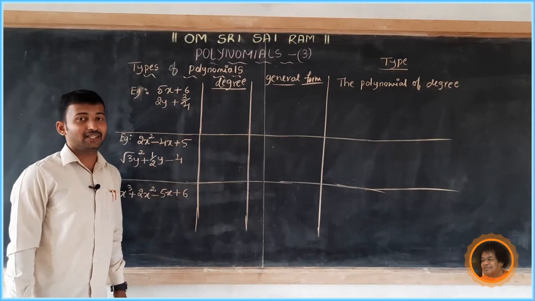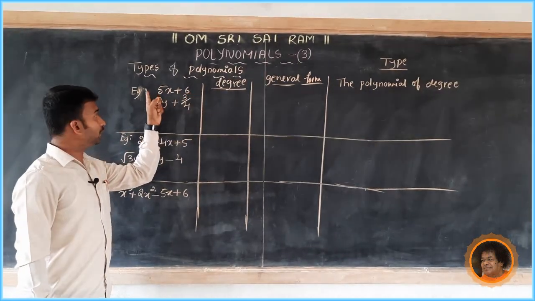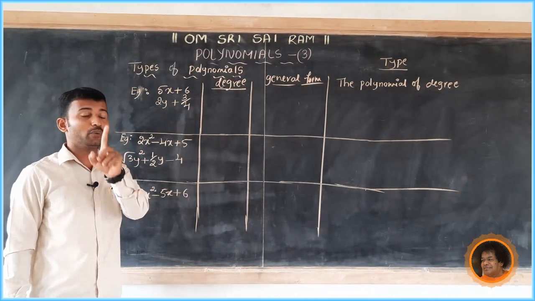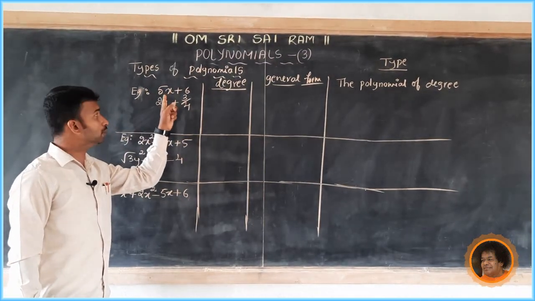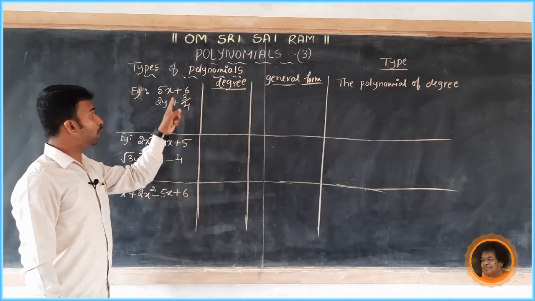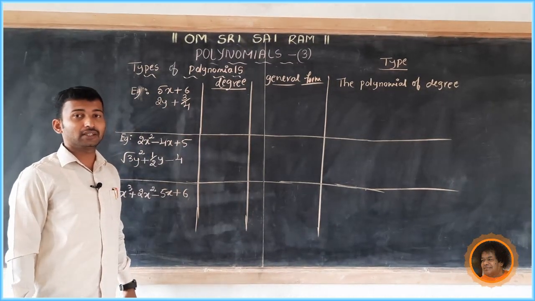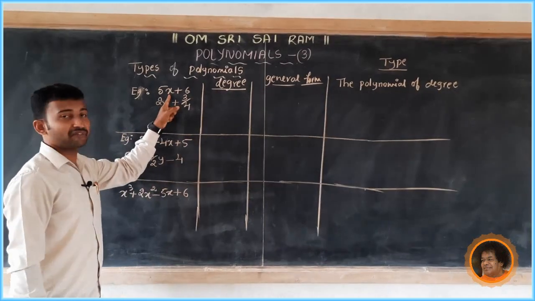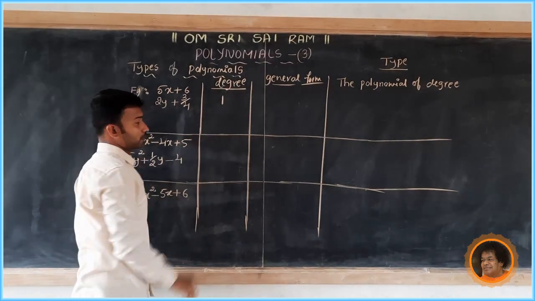First, consider the first example, 5x plus 6. 5x plus 6 is the polynomial in one variable, that is x. So, we can say p of x or q of x or r of x is equal to 5x plus 6. What is the degree of this polynomial, or what is the definition? Yes, the highest power of the variable in a polynomial. The highest power of the variable in this polynomial is 1. So, we can say degree is 1.